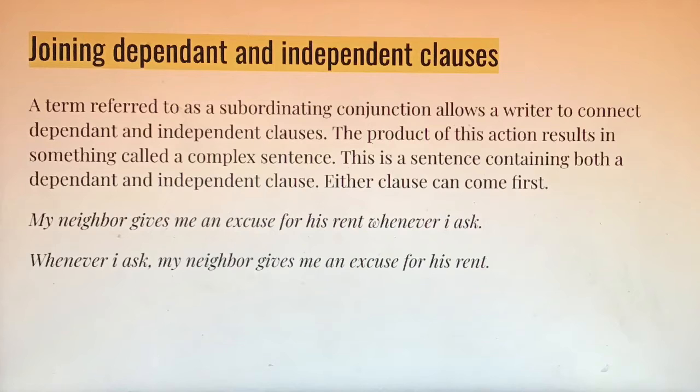A term referred to as a subordinating conjunction allows a writer to connect dependent and independent clauses. The product of this action results in something called a complex sentence. This is a sentence containing both a dependent and independent clause. Either clause can come first. My neighbor gives me an excuse for his rent whenever I ask. Whenever I ask, my neighbor gives me an excuse for his rent.